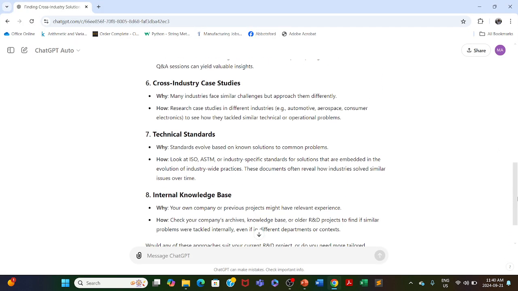And then technical standards. Standards evolve based on known solutions to common problems. Look at ISO, ASTM, and industry-specific standards for solutions embedded in the evolution of industry-wide practices. These documents often reveal how industries solve their issues over time. Interesting.